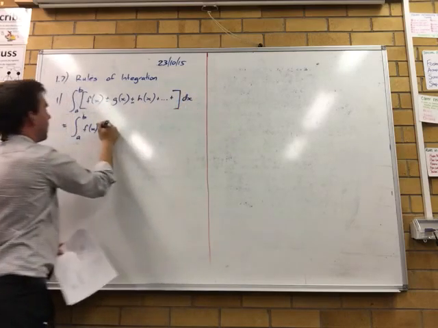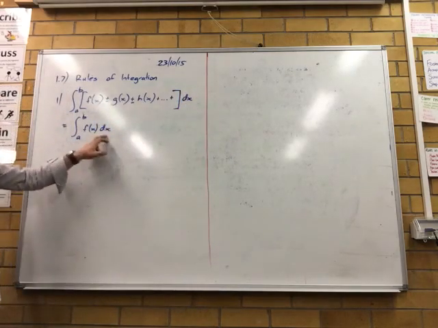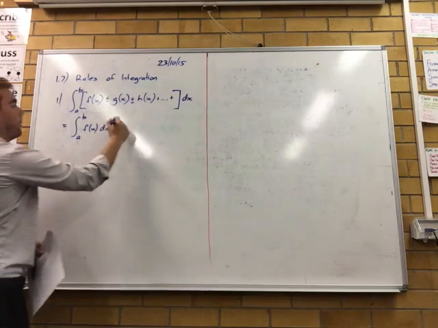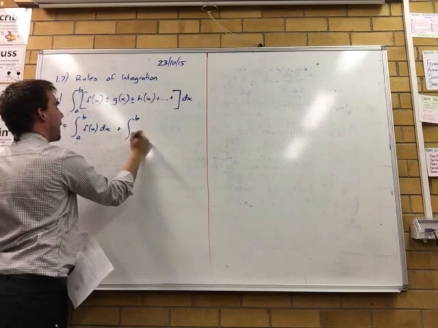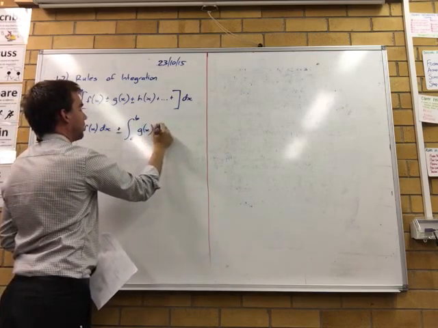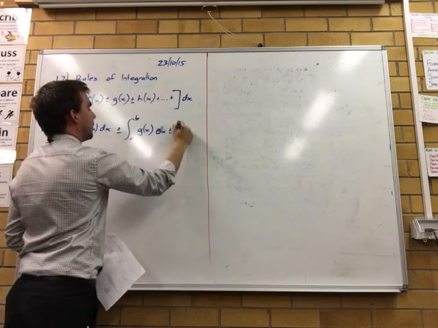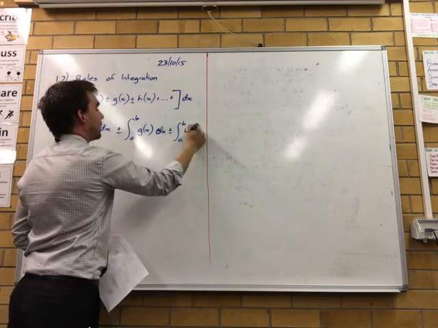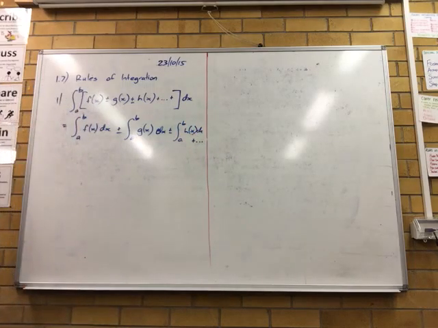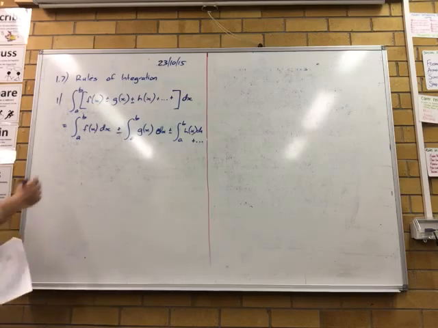notation dx, okay? That's important because that will tell you what you're integrating or differentiating with respect to, alright? Plus the integral from b to a of your g of x dx, plus or minus the integral from b to a of h of x dx, plus dot dot dot. Okay, so in other words, we can integrate each bit separately and then substitute the limits in. Alright, second one.